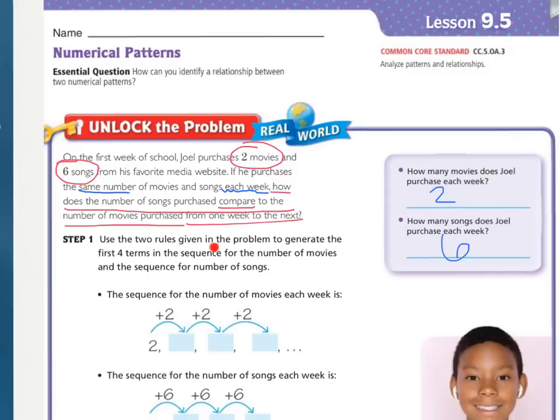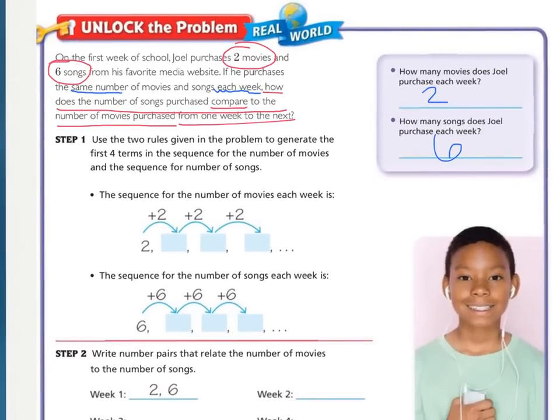It says to use the 2 rules given to generate the first 4 terms in the sequence for the number of movies and then the sequence for the number of songs. So the sequence for the number of movies each week starts out at 2. And then how many did he purchase each week? 2. So 2 plus 2 is 4. Then we have to add another 2, 6. And then another 2 is 8. And then the sequence for the number of songs starts out at 6. We add 6, that's 12, adding 6, that's 18, adding 6, 24.